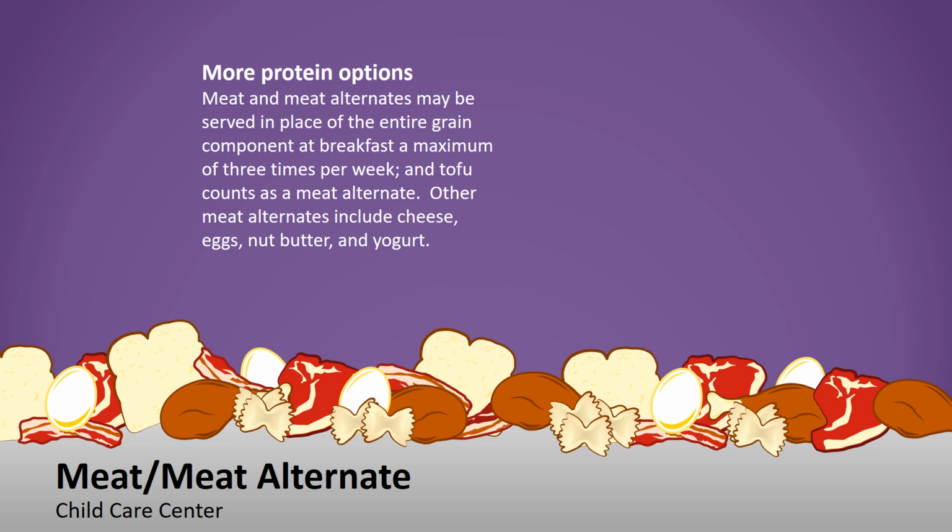The Child and Adult Care Food Program is now giving centers more protein options. Meat and meat alternates may be served in place of the entire grain component at breakfast a maximum of 3 times per week, and tofu counts as a meat alternate. Other meat alternates include cheese, eggs, nut butter, and yogurt.